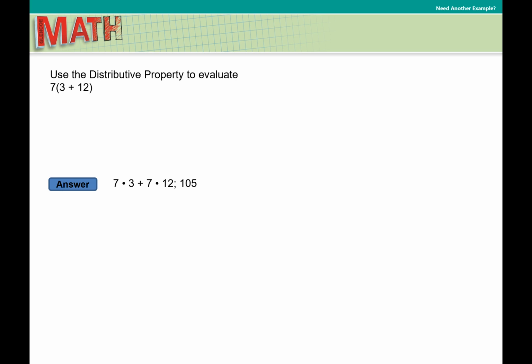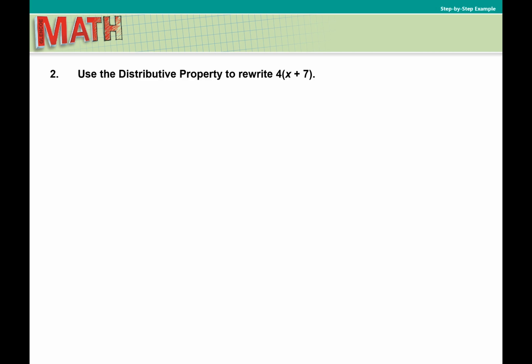Okay, you should have got an answer of 105. 7 times 3 plus 7 times 12. Work those through and then add them together. Get 105. Okay, use the distributive property to rewrite 4 times the quantity x plus 7.